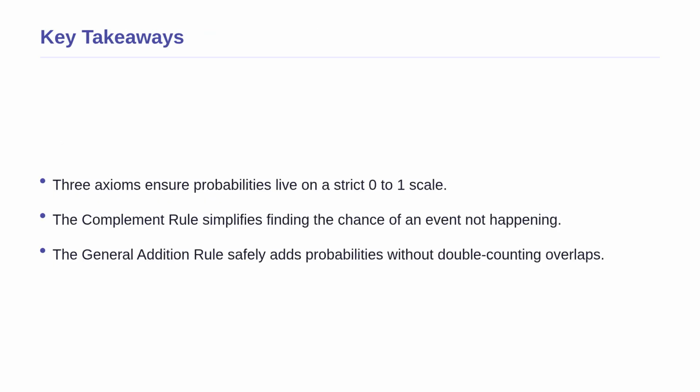We have covered a lot of ground today. To summarize, the three foundational axioms ensure that all chances are measured on a strict, consistent scale from 0 to 1, and that we can safely add probabilities of non-overlapping events. From these starting rules, we built powerful tools like the complement rule and the general addition rule. These tools allow us to navigate complex, overlapping real-world scenarios with perfect mathematical consistency. You now have a solid foundation in probability theory. Great job following along.